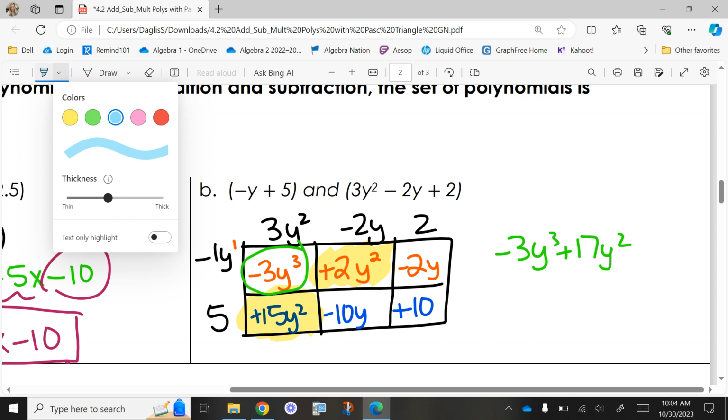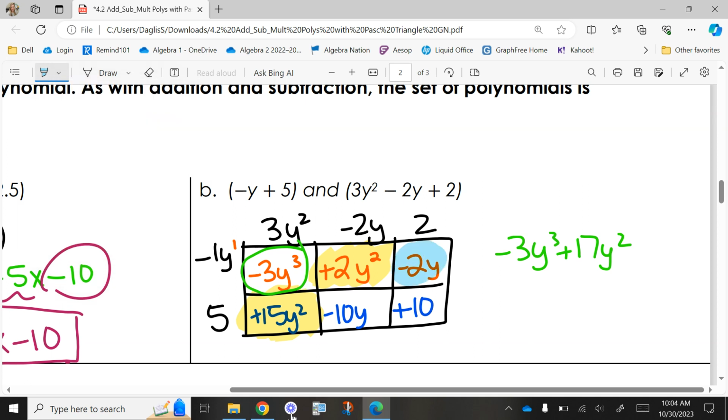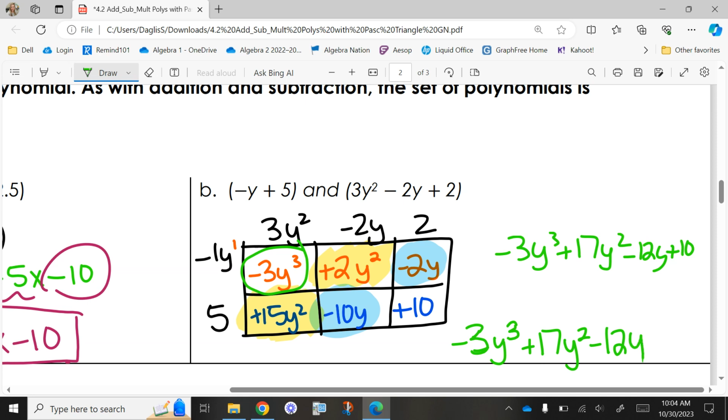Next, I have two pieces that have just a y. I have negative 2y and negative 10y. So what's negative 2 minus 10? Negative 12. And then we have a plus 10 on the end. I don't like how that looks. I'm going to do it down here. There we go. That's easy to read.